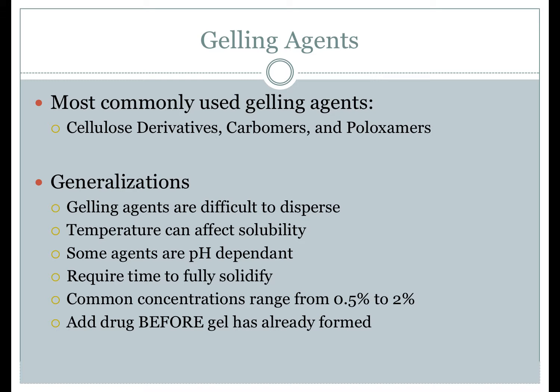The fifth generalization is that most gelling agents commonly used require concentrations ranging from 0.5% up to 2%, although there are some exceptions with ranges as high as 10%, but that would be uncommon. The sixth and last generalization is that adding the drug while creating the gel is much easier than trying to add the drug to the gel after it is formed. Because the final gel is thick and viscous, it would be very difficult to disperse a solid or liquid drug into the gel once it has already formed.